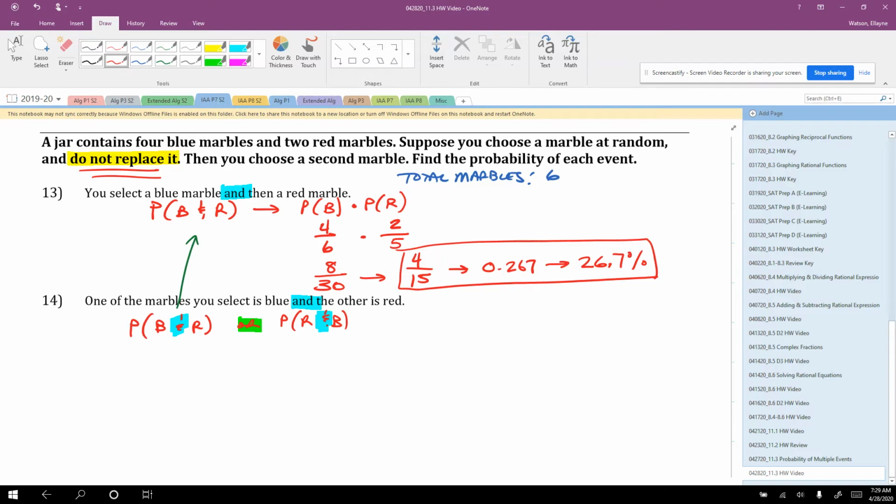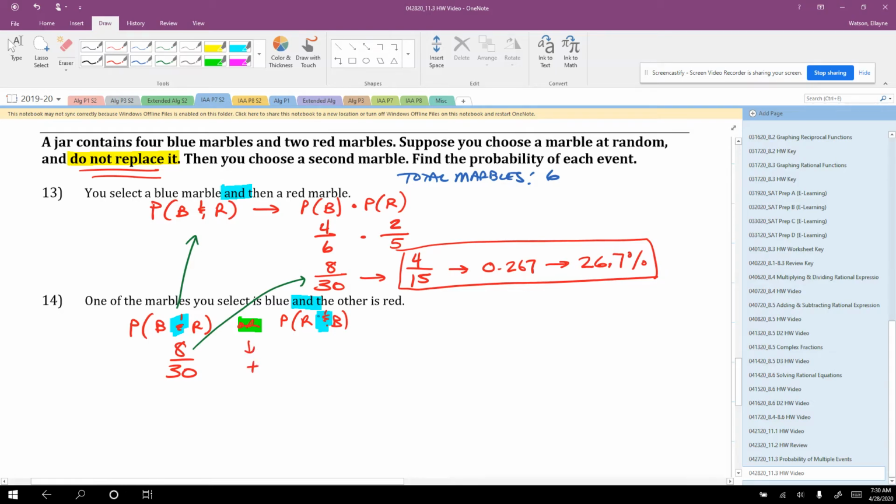Let me say that again. There's 2 different scenarios where this and event can happen. You could pick a blue and then a red, or you pick a red and then a blue. So the first one we just did up top, right? This is just 8 over 30, right? And I'm getting that again from right there. Well, let's do the second one then, right? Or, which means it's a plus. So probability of red or blue.